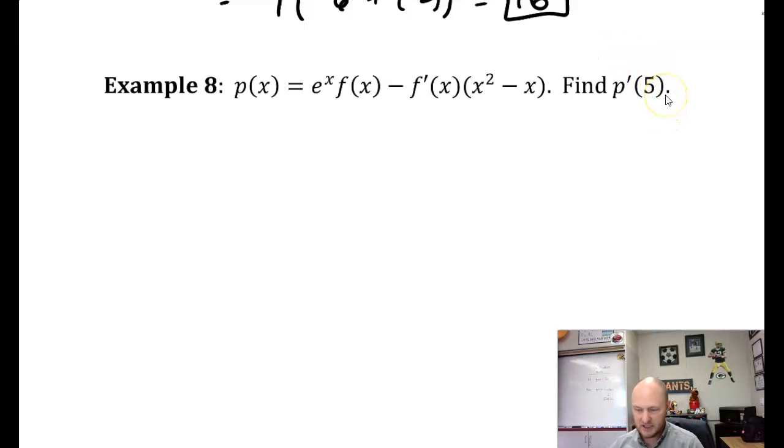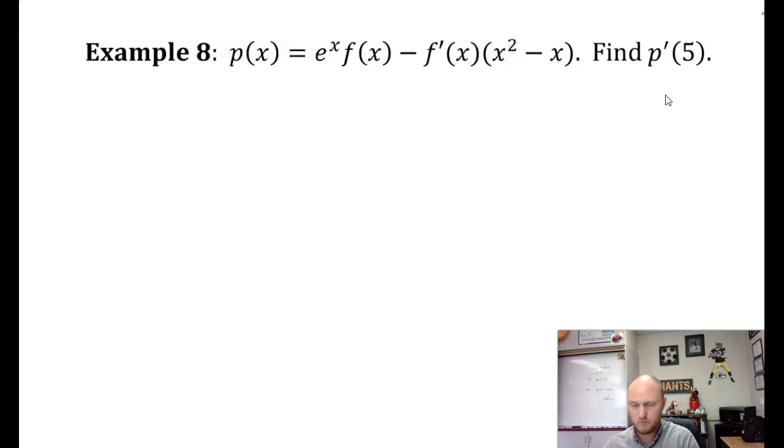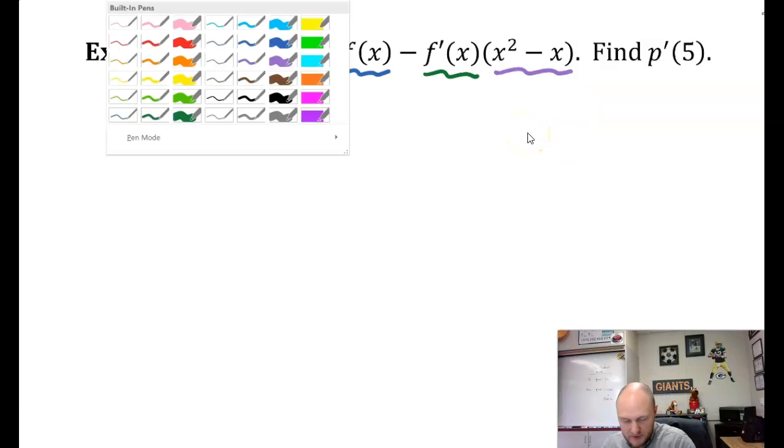Whoo! Look at this monster. Wow, there's a lot here. So I'm just going to break this down. P of x is equal to e to the power of x times f of x. Hey, I'm going to have to do product rule here. That's product rule for sure. Minus f prime of x times x squared minus x. Oh my gosh. Wow, I'm going to have to do product rule again, a second time, and pay attention to that negative. Okay, so, and they want p prime of 5.